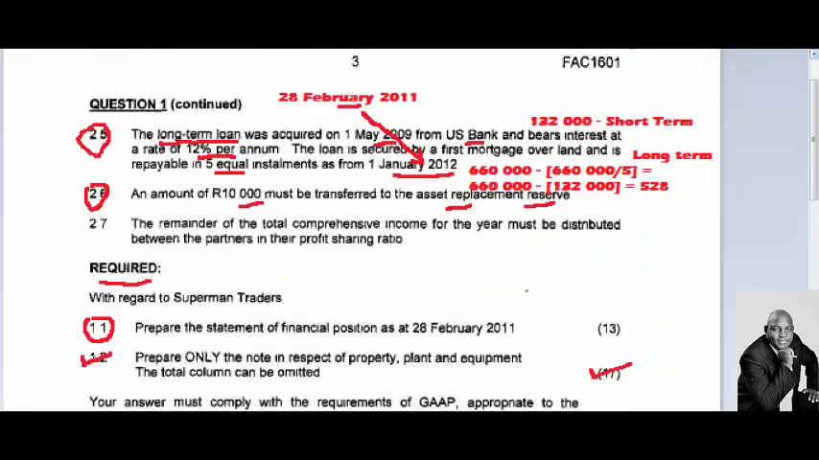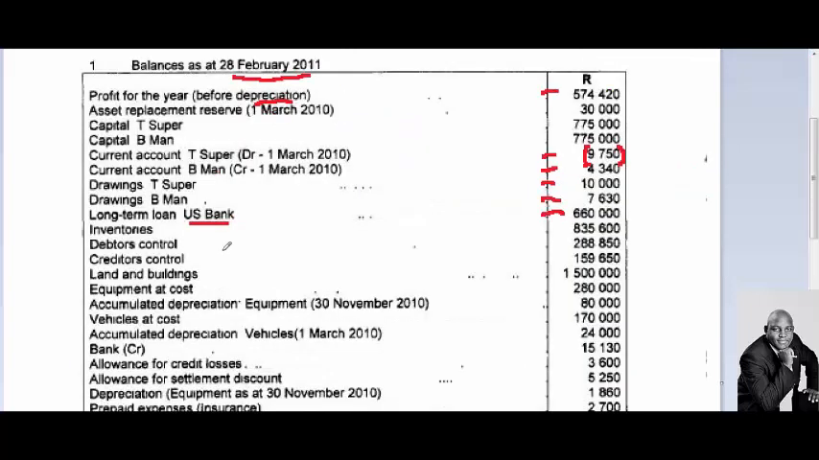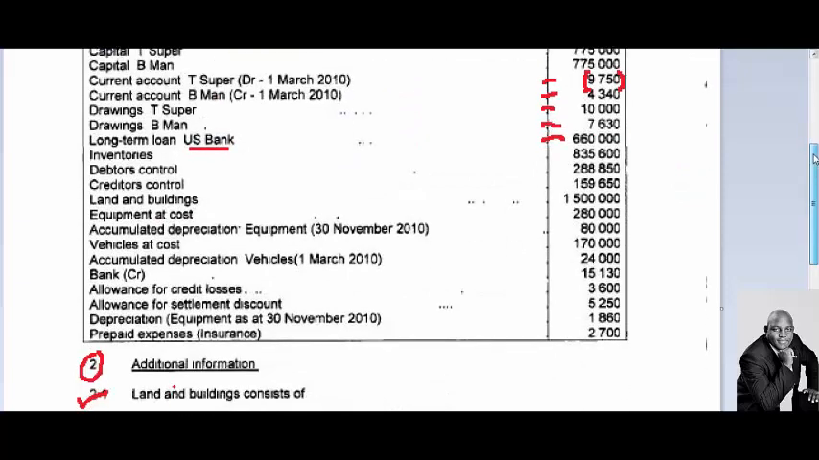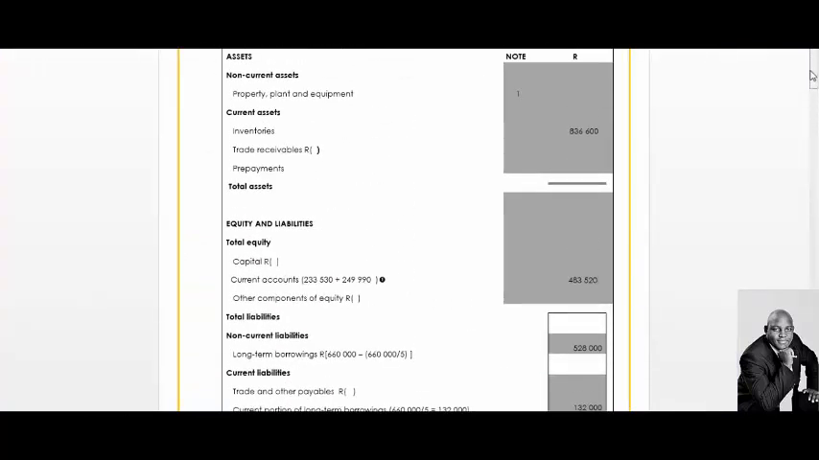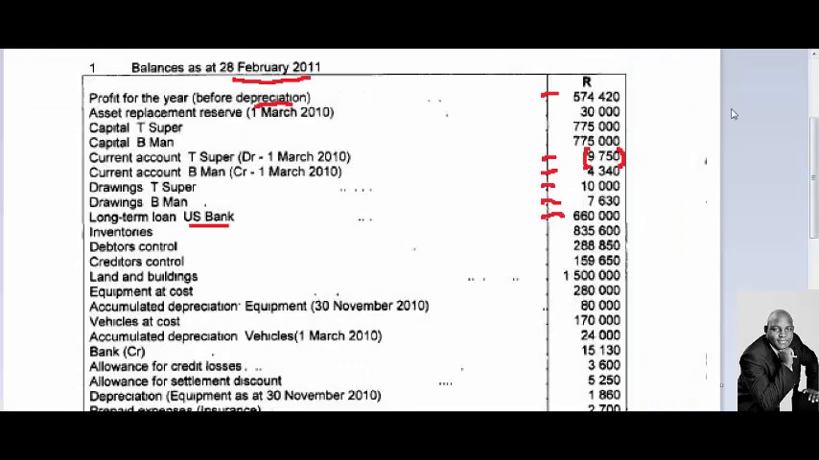So when we go back to our list of balances, the last part is we have to do the comprehensive income for the year. We have already done that, and we have already distributed the money between the partners according to their profit sharing ratio. So now we are done with the list of balances. Now what we can do for now, we can just move to our layout, and then we just plug values in.